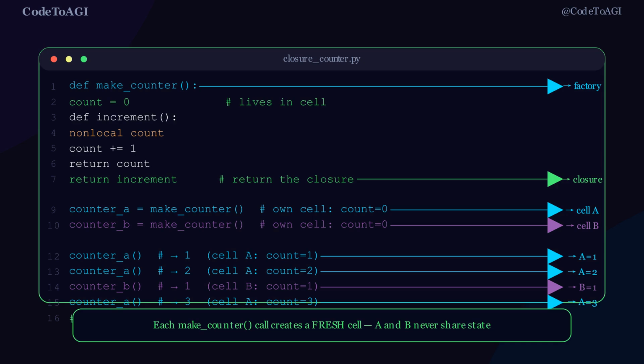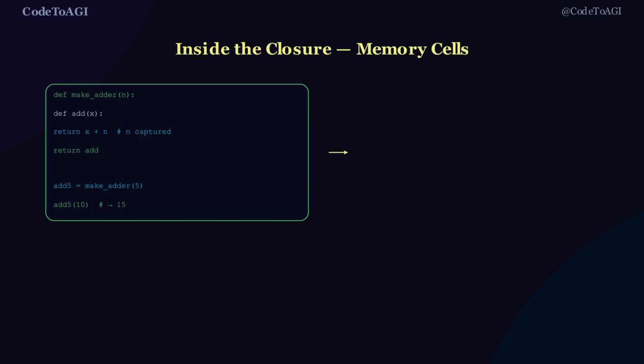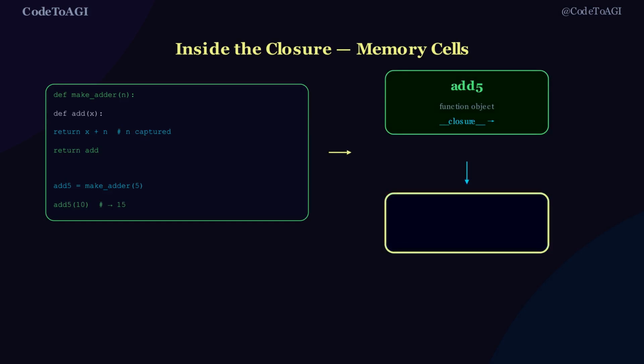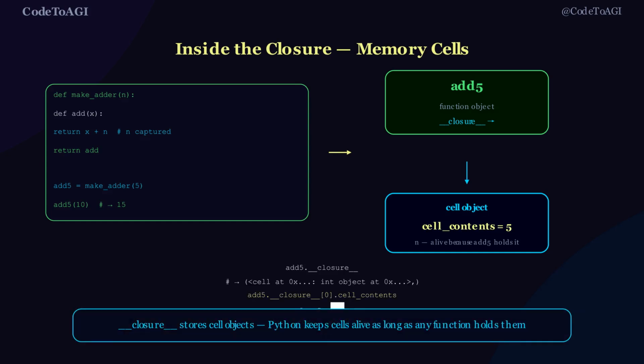Each call to make_counter creates a completely isolated memory environment. Let's look inside the closure at the memory level. Python stores captured variables in special objects called cells. Every closure has a __closure__ attribute, a tuple of cell objects. Each cell has a cell_contents attribute, the actual value.